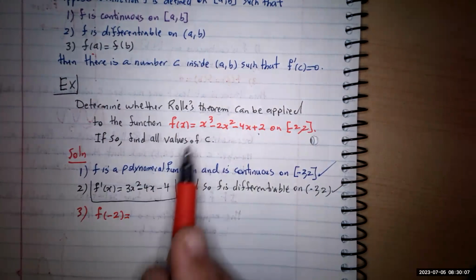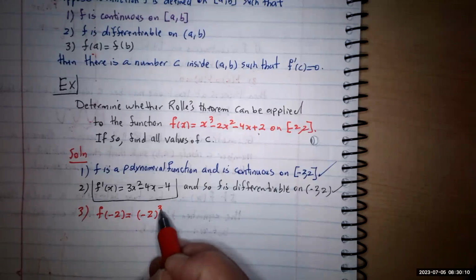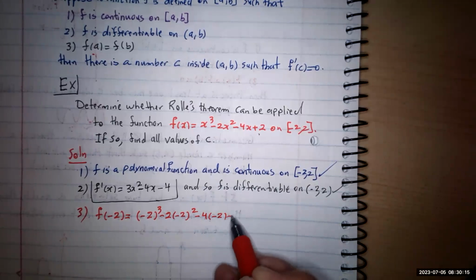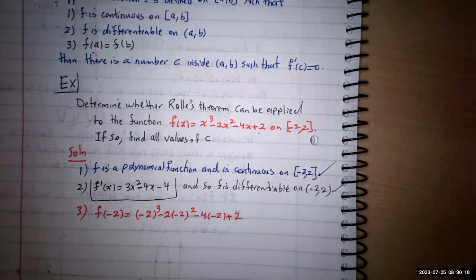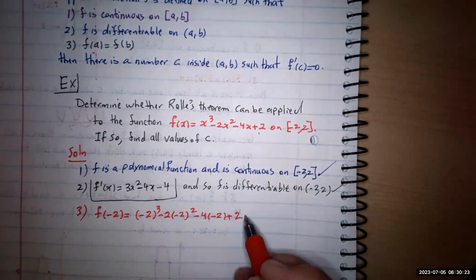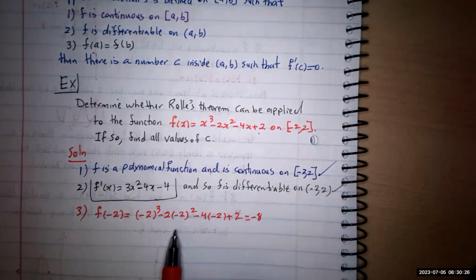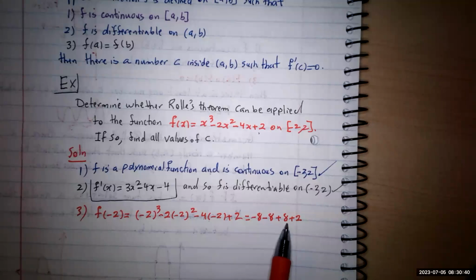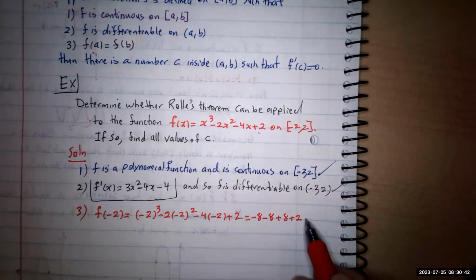Third condition. Find f of -2 by substituting into the function. That gives you -2 cubed minus 2 times (-2) squared minus 4 times -2 plus 2. Negative 2 cubed would be negative 8. Minus 2 times 4 is again negative 8. And this would be positive 8 and 2. These two would cancel out. Negative 8 plus 2 would be negative 6. So f of -2 is negative 6.